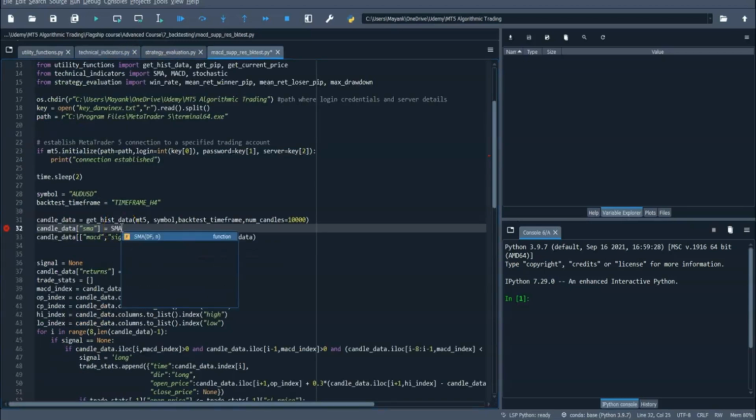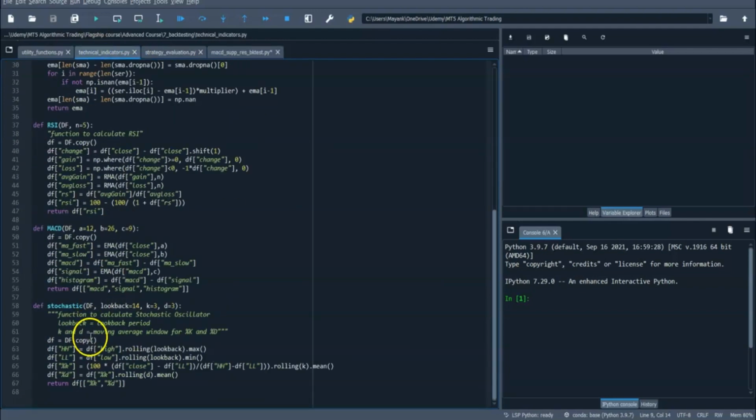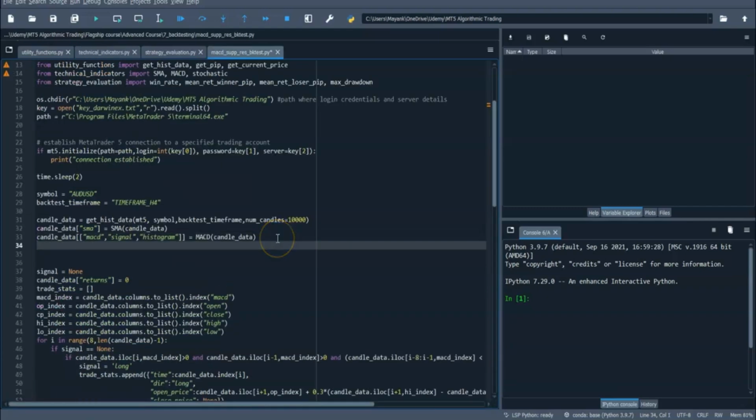So it would be SMA candle data. That's pretty much it. Now what about the stochastic? So with stochastic, it returns both %K and %D. So let me copy this because this is what it's going to return. Let me paste it here and let me change this DF with candle data. So candle data %K %D is equal to stochastic candle data. That's pretty much it. So let me run the code till this point.